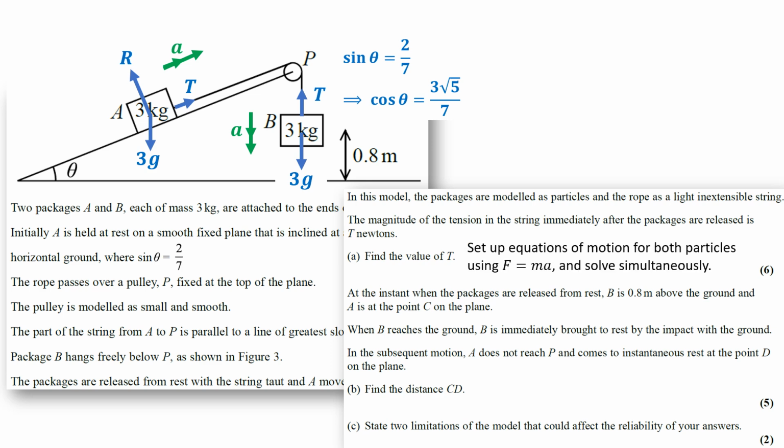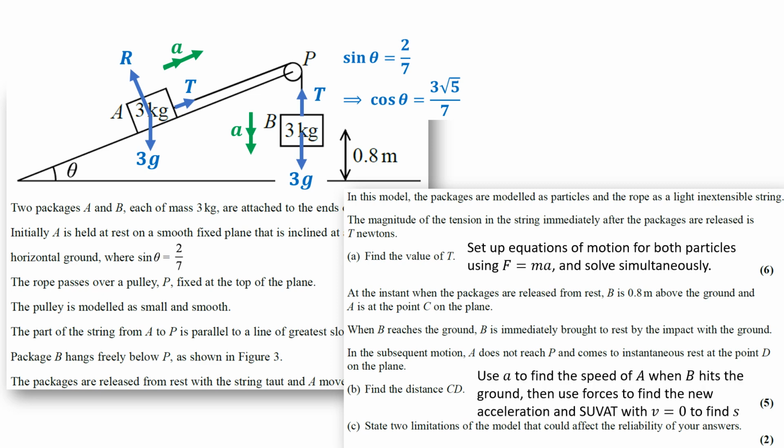This is what I'm going to do for the first part. I want to know what the tension is. Well, I'm going to do what I always do with connected particles questions. I'm going to look separately at each particle, set up an equation of motion for each one involving F equals ma, and then I solve simultaneously. I'll find the tension and I'll also find the acceleration. And based on what the next bit of the question is asking, it's going to be helpful to know what the acceleration is.